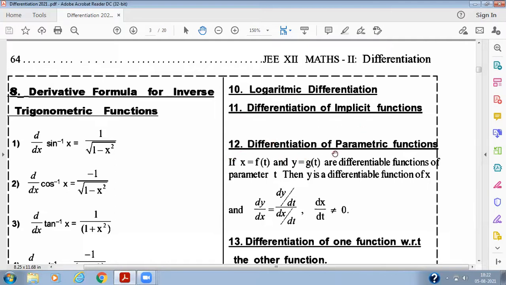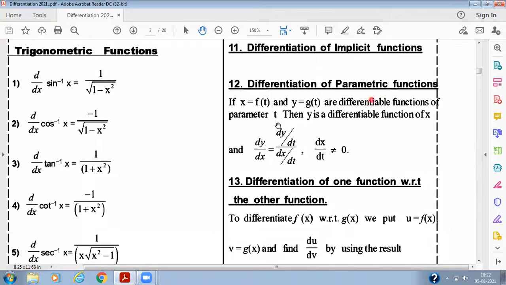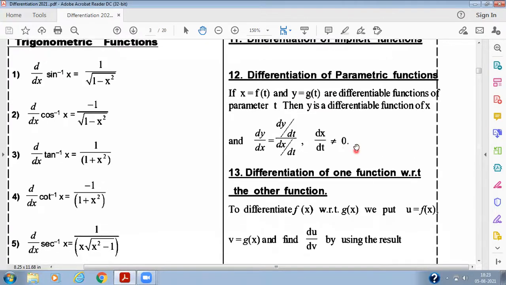Then the 12th one, we have seen differentiation of parametric functions. If x is equal to f of t, y is equal to g of t are differentiable functions of parameter t, then y is a differentiable function of x, and dy by dx is equal to dy by dt upon dx by dt, where dx by dt should not be equal to 0. Now, it is not necessary that only t can be the parameter. Parameter can be theta, parameter can be alpha, parameter can be beta, the parameter can keep on changing. Okay, 12th point, just go through it.